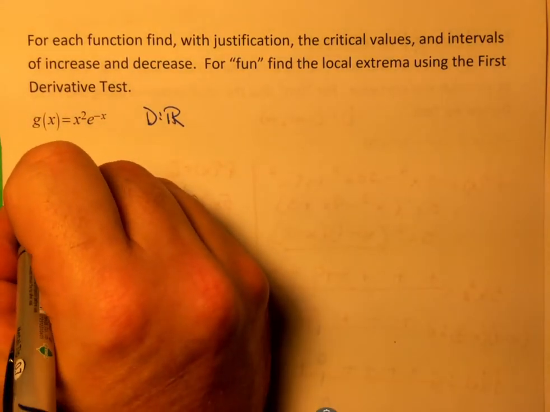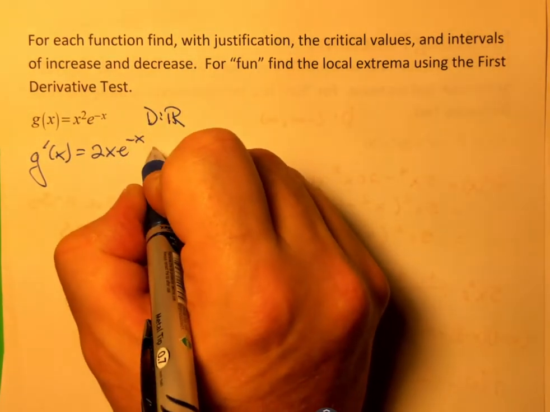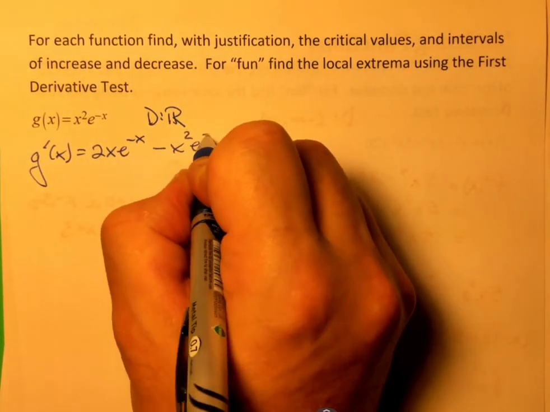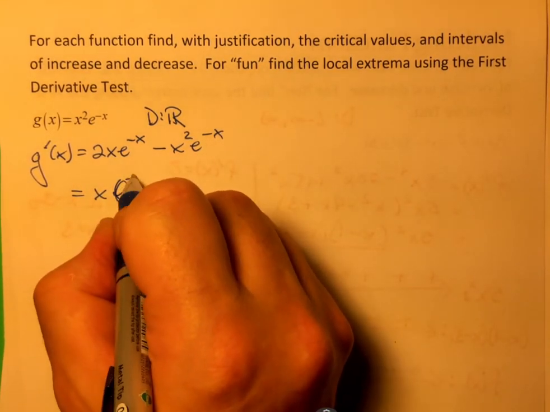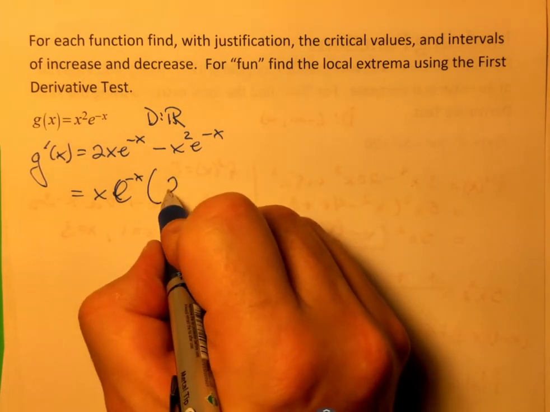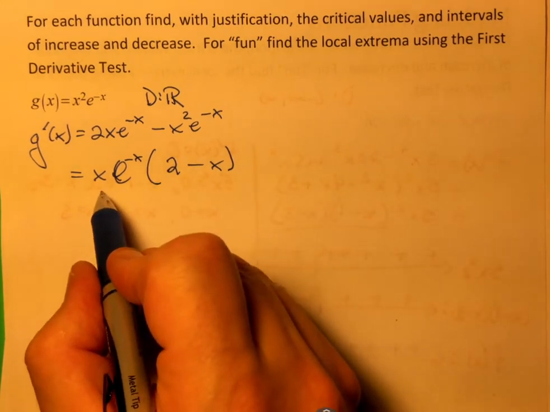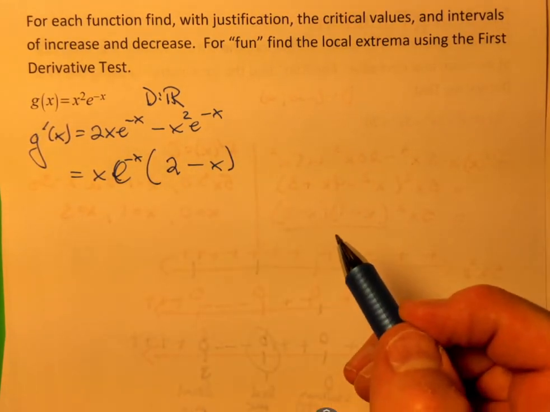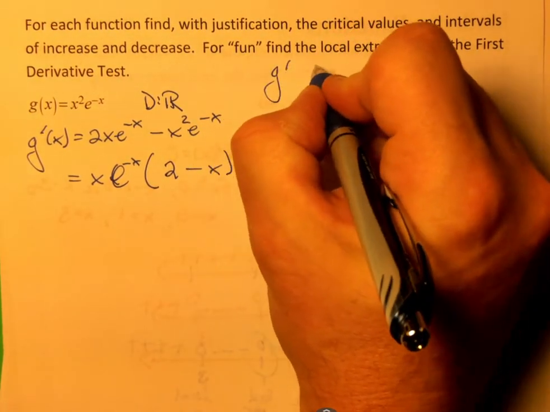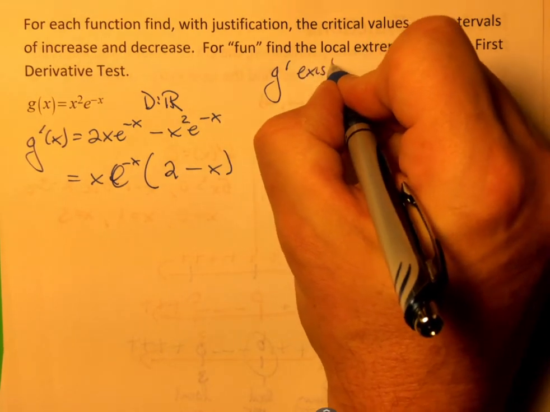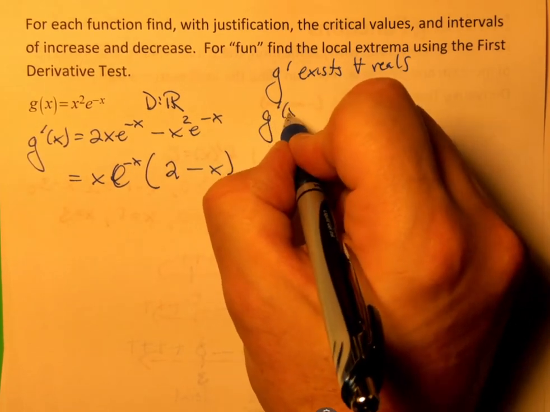Okay, so g prime of x is 2x e to the minus x, minus x squared e to the minus x. The greatest common factor is x, and oops, don't forget the e to the minus x, like Mr. Isaac. So x e to the minus x times (2 minus x). Now, this function is a product of three functions that are continuous for all reals, therefore it's continuous for all reals. It exists for all reals.